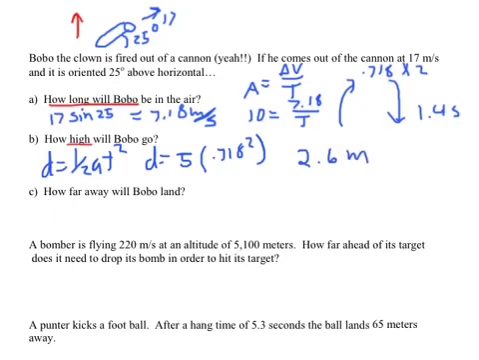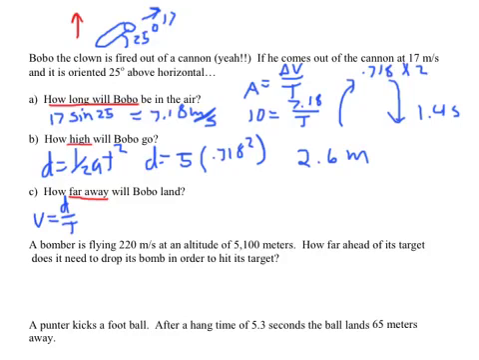And our next question is, how far away will Bobo land? Now, far away, generally in these questions, is going to be a horizontal distance. So to solve a horizontal value, I say v equals d over t. That is my horizontal equation. And I'm looking for how far away, which is the distance part of this. So I have to know the horizontal velocity, and I have to know the time he's in the air for.